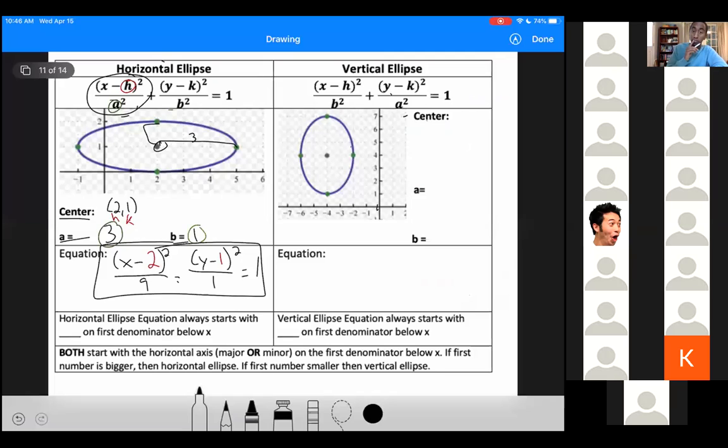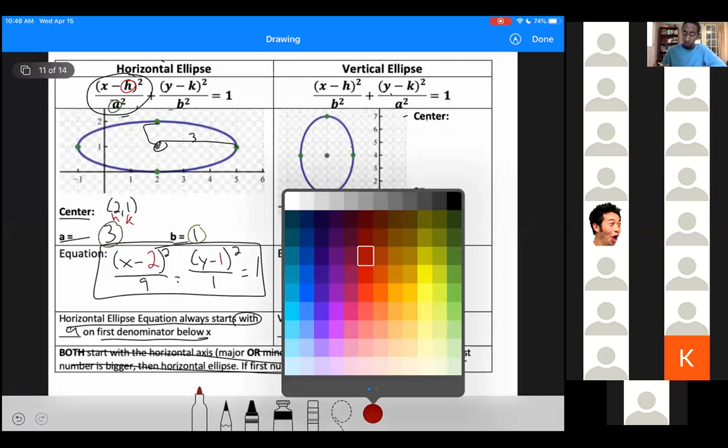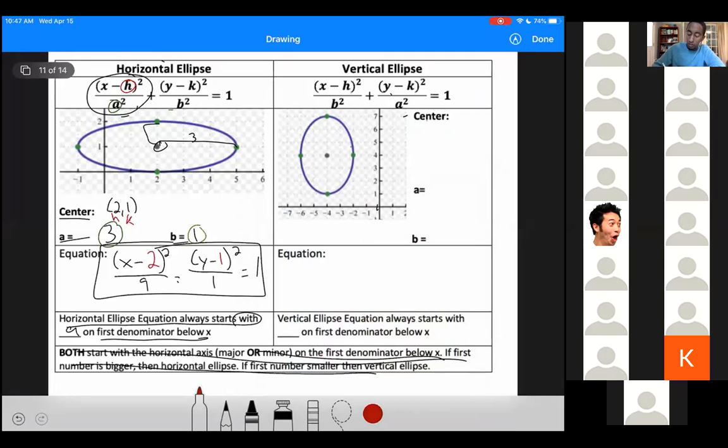Okay, so horizontal ellipse always starts with A on the first denominator below X. That's just how I remember it. Don't worry about this part. I realize that's kind of wordy and it's kind of confusing. It's just explaining the difference between the horizontal and vertical ellipse. Okay, let's look at vertical. So for vertical ellipse, like I said, the A is under the Y, and it doesn't matter the order in which you put this. So similar, you just need the A and the B.